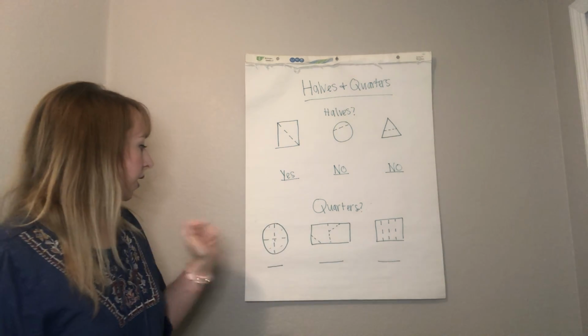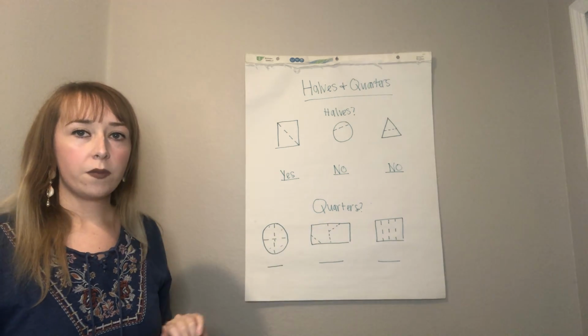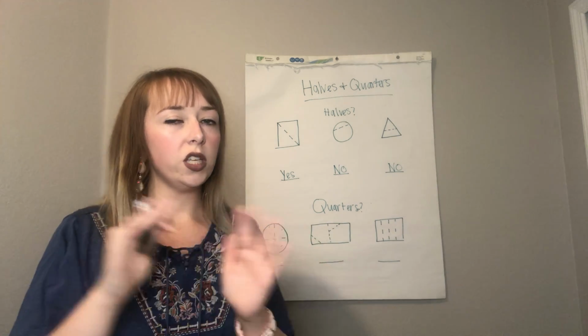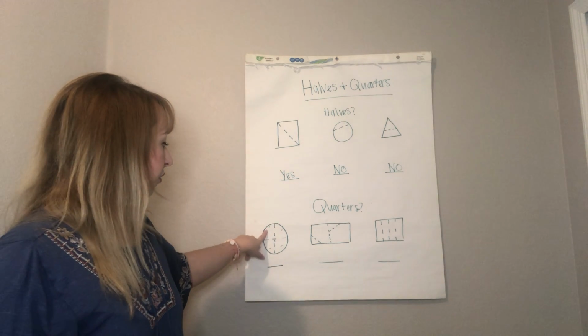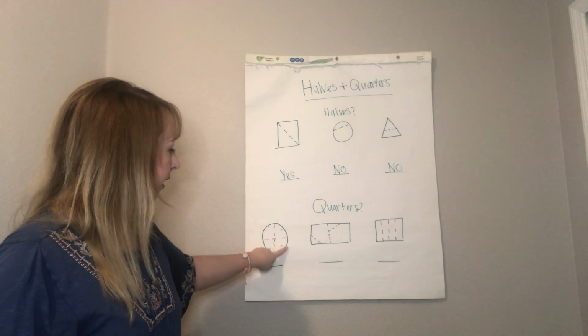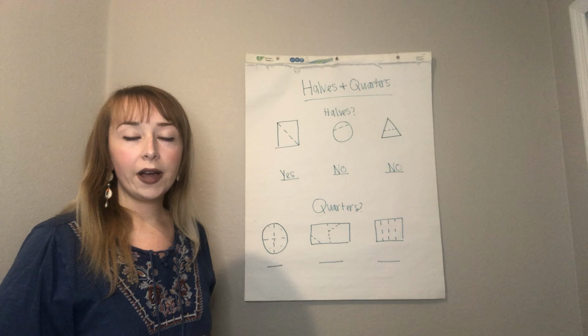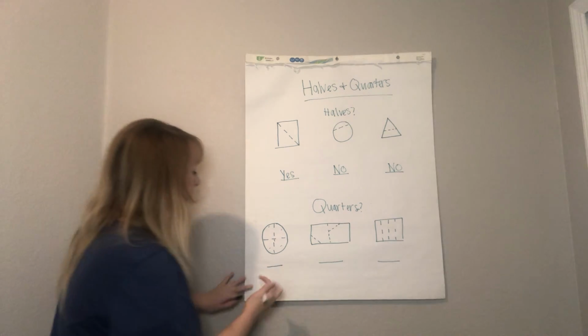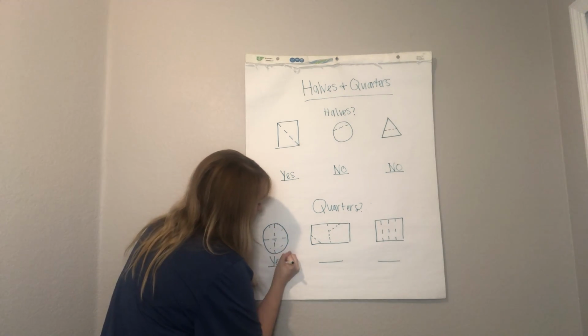I see a line going down the middle here and another line going down the middle. Are these divided into 4 equal parts? If this was Mrs. Gordon's pecan pie, is everybody getting a fair share of the pie? Yeah. So this one is divided into quarters.